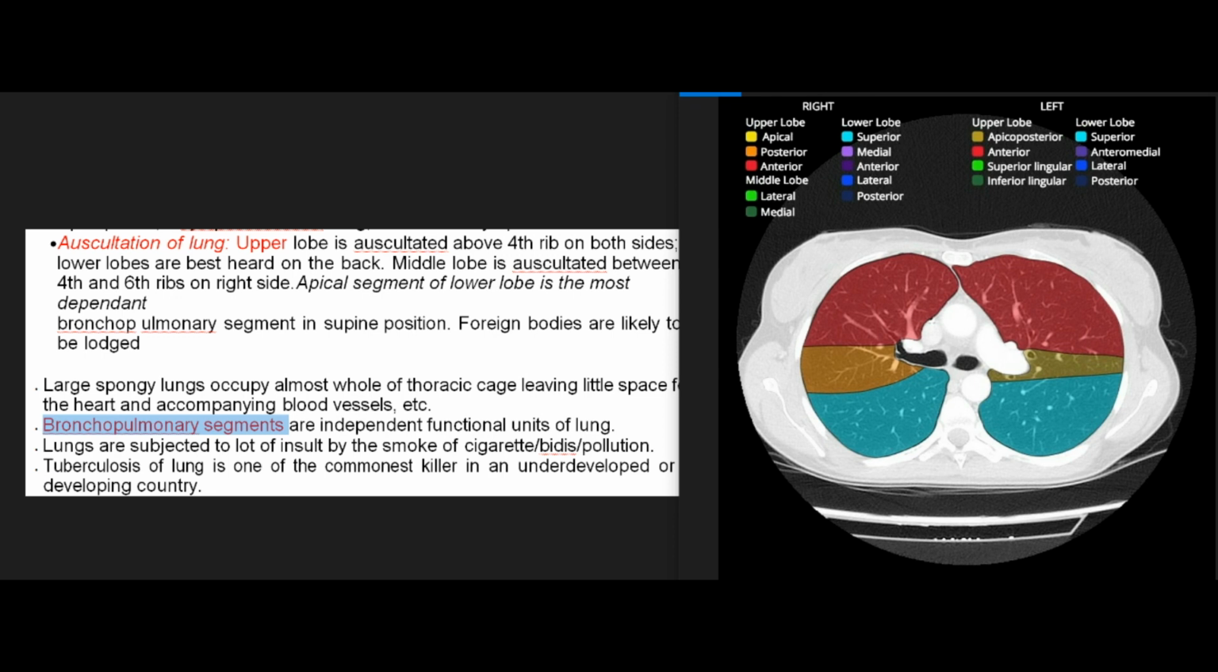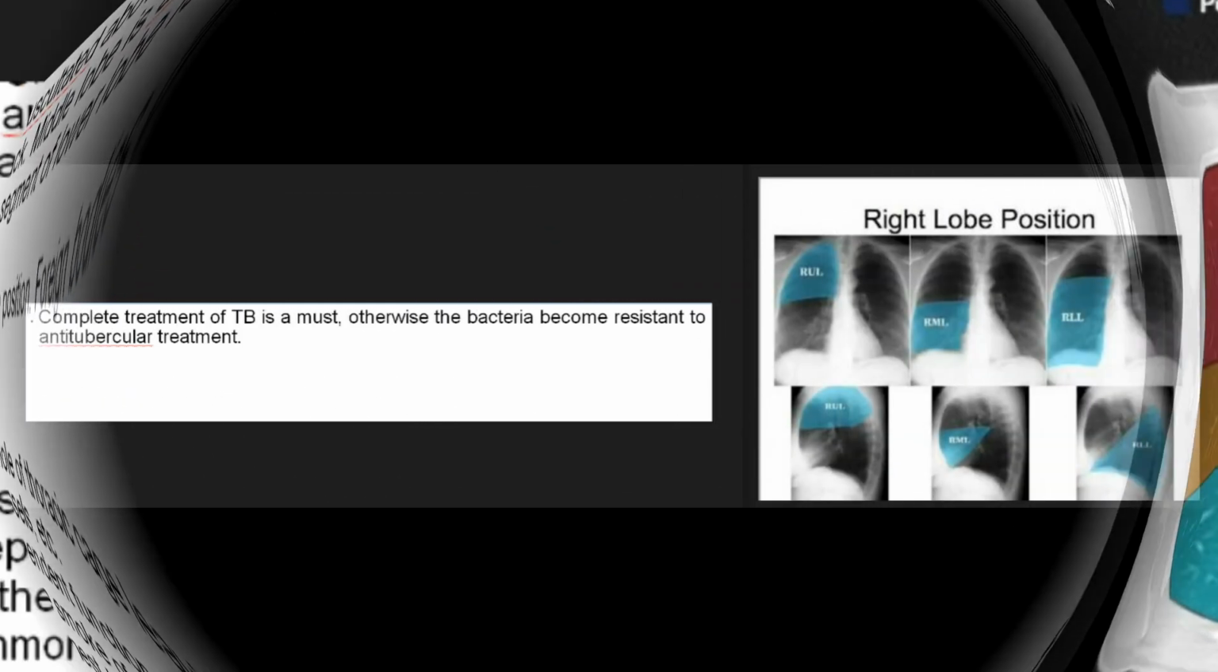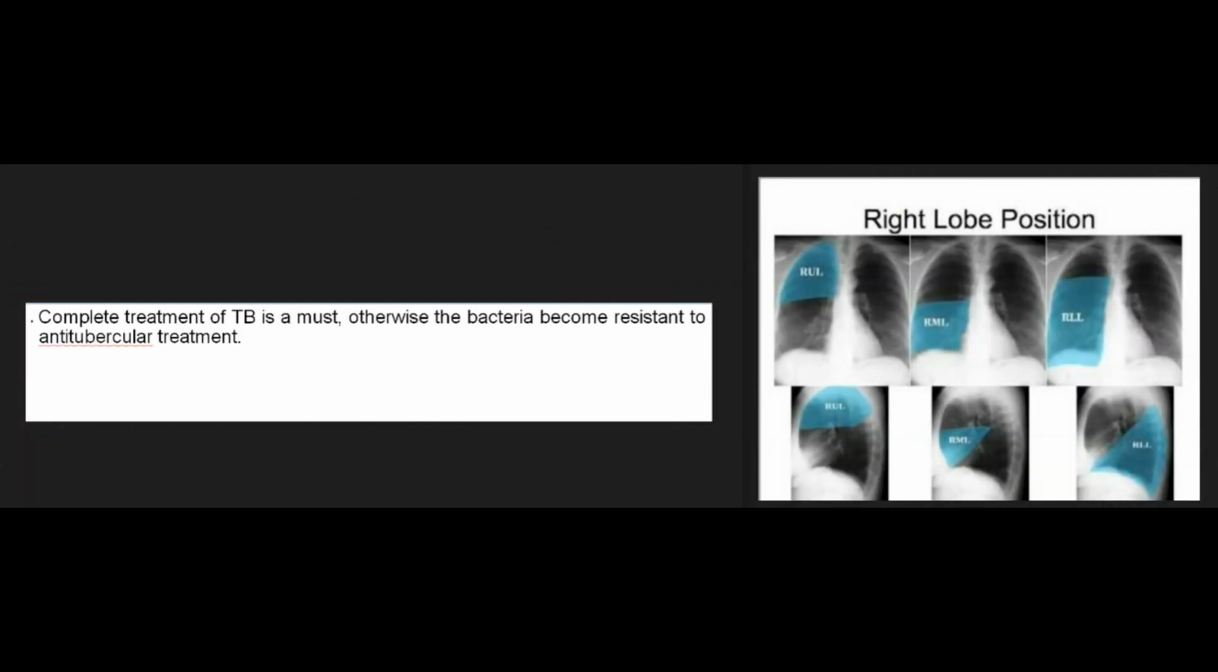Large spongy lungs occupy almost whole of thoracic cage, leaving little space for the heart and accompanying blood vessels, etc. Bronchopulmonary segments are independent functional units of lung. Lungs are subjected to lot of insult by the smoke of cigarette/bidi/pollution. Tuberculosis of lung is one of the commonest killers in an underdeveloped or a developing country. Complete treatment of TB is a must, otherwise the bacteria become resistant to antitubercular treatment.